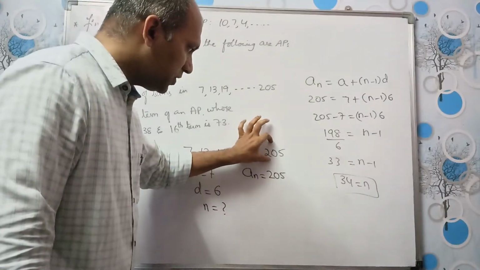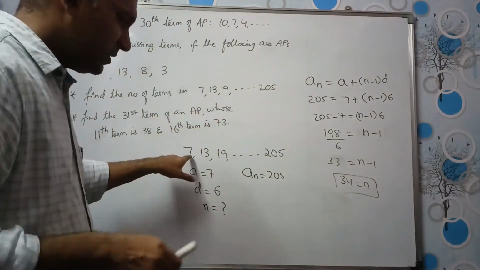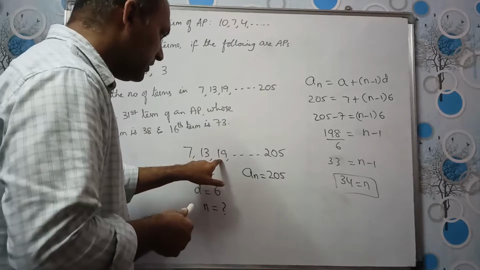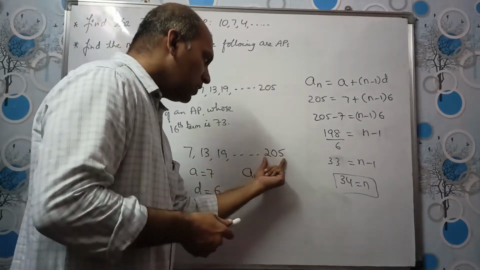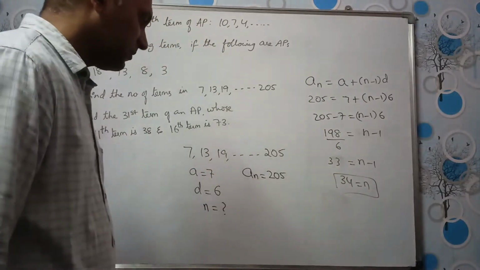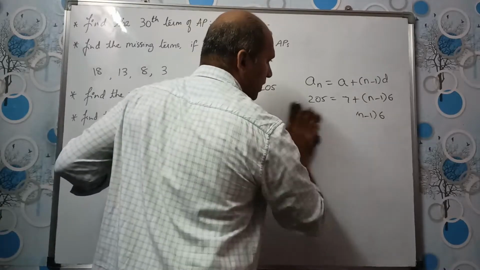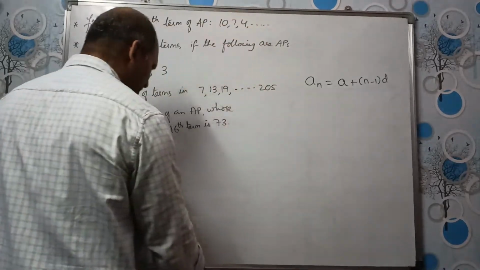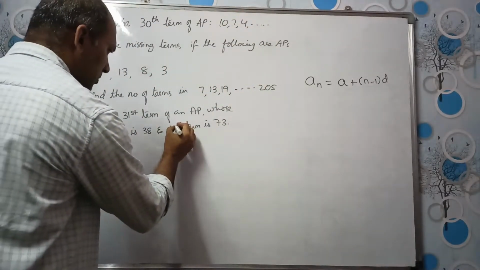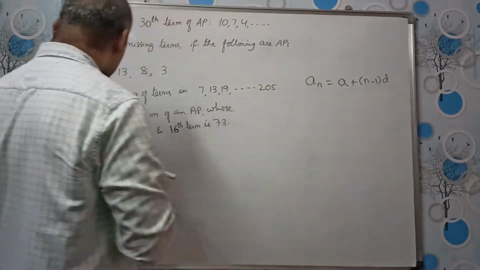So what is the position of 205? It is 34. Like 7 is the first term, 13 is the second term, 19 is the third term, and so on. 205 is the 34th term in this series. Okay, I hope this is clear. Let us do one more problem. In fact, we'll do other problems also, because we have few more important problems using this formula.